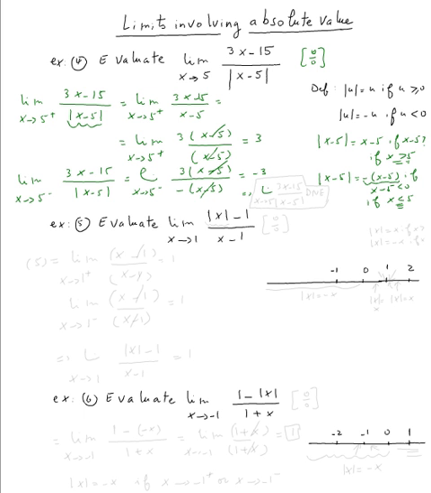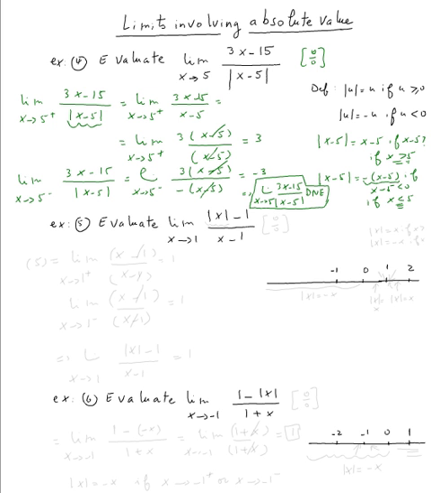Therefore, the limit of 3x minus 15 over the absolute value of x minus 5 as x approaches 5 does not exist. Why does it not exist? Because the right limit is 3, the left limit is negative 3. They're not the same.